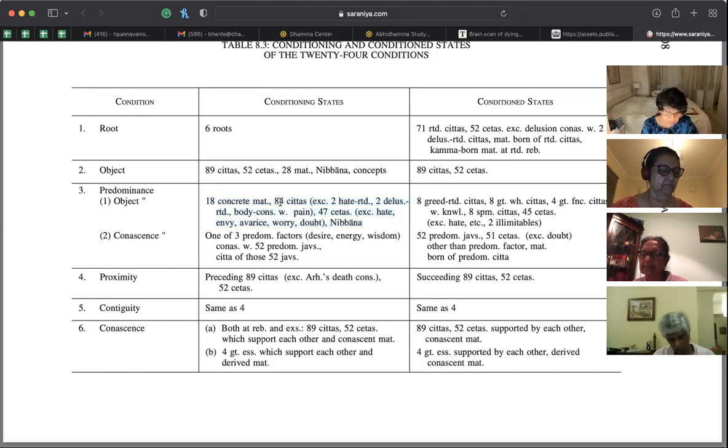Now, look at the chittas again here. 84 chittas, excluding two hate-rooted, two delusion-rooted, and body consciousness with pain. Why is this? Why are two hate-rooted, two delusion-rooted, and body consciousness with pain excluded?